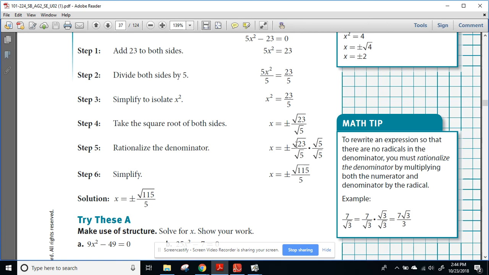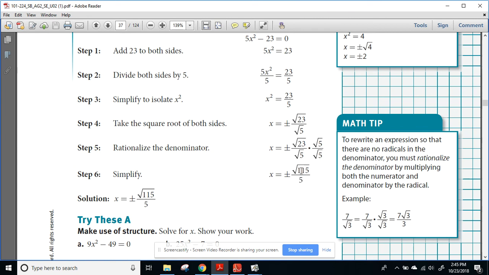So the only thing I can do to a fraction is multiply it by the value of 1, because multiplying by 1 does not change its value. So I take this number right here, multiply it by 1 in its Halloween costume, disguised as the square root of 5 over the square root of 5. That's a value of 1. And then I multiply top times top, bottom times bottom.